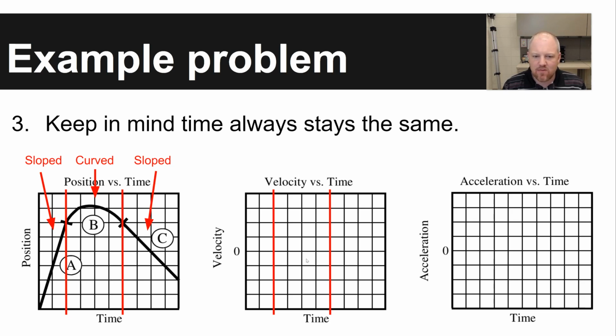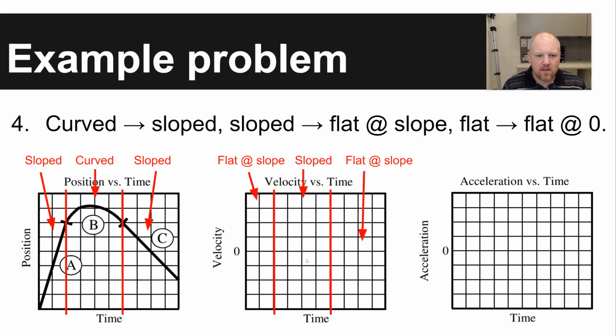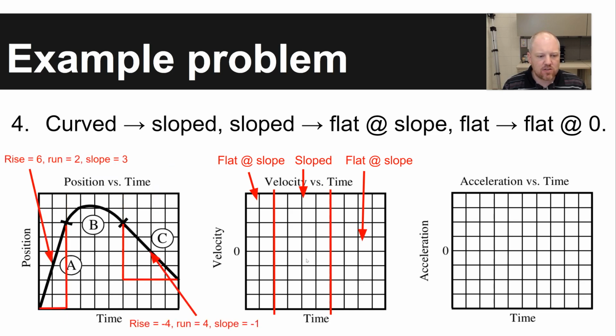So that's going to be the same for the velocity versus time graph. Then what you're going to do is follow that pattern of curved to sloped, sloped to flat at that slope, flat to flat at 0. And so what that means is for each of our slope sections, we need to determine what the slope is. For the section A that's listed here, we have a rise of 6, a run of 2, and so you have a slope of 3. For section C, you have a rise of -4, a run of 4, for a slope that's -1.